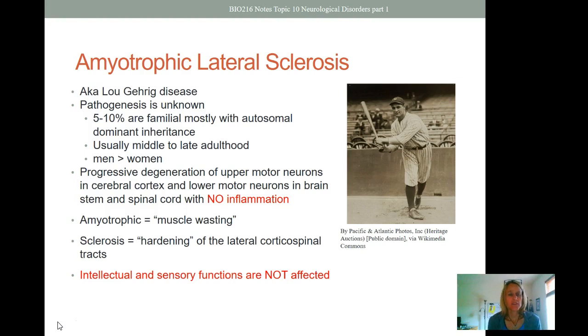It results in a progressive degeneration of both upper motor neurons in the cerebral cortex and lower motor neurons in the brainstem and spinal cord, and this proceeds without inflammation. Amyotrophic refers to muscle wasting, sclerosis refers to hardening, and lateral, of course, to the lateral corticospinal tracts. With ALS, it's important to remember that intellectual and sensory functions are not affected. It is a motor disorder only.